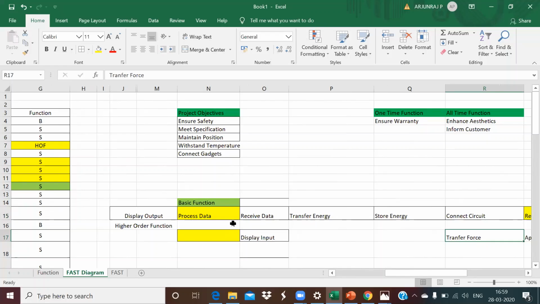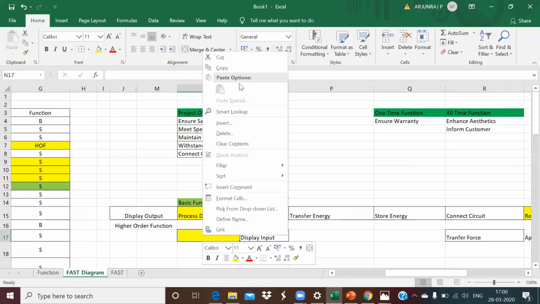It can be an all-time function also. What do you feel, or can it be a one-time function? No, I think both are simultaneous. If you receive data, at the same time the monitor needs to display what input we are receiving, right? Yes. Okay. Good.